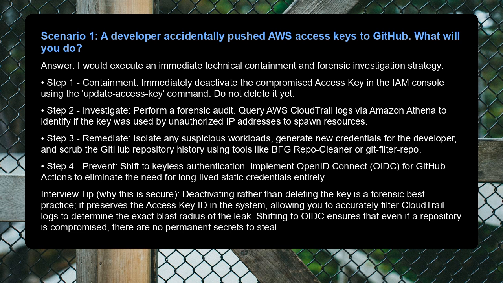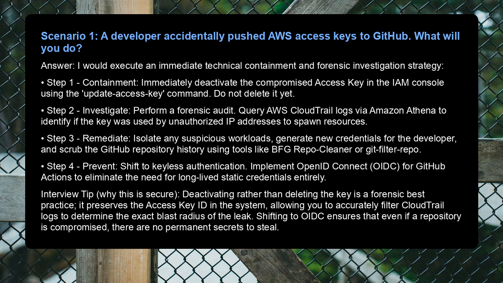Step 1: Containment. Immediately deactivate the compromised access key in the IAM console using the Update Access Key command. Do not delete it yet. Step 2: Investigate. Perform a forensic audit. Query AWS CloudTrail logs via Amazon Athena to identify if the key was used by unauthorized IP addresses to spawn resources. Step 3: Remediate. Isolate any suspicious workloads, generate new credentials for the developer, and scrub the GitHub repository history using tools like BFG Repo-Cleaner or git filter-repo.